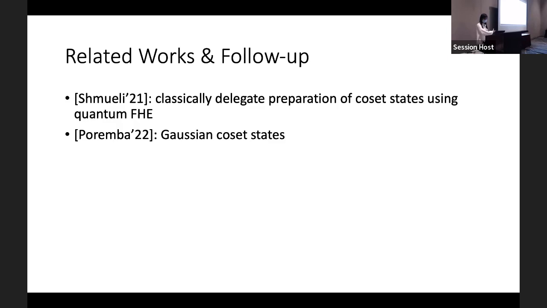And also in one of the plenary talks, we have already seen another variant called Gaussian coset states put forward by Poremba. It can be used to augment certified deletion with fully homomorphic properties. And that's it. Thank you.